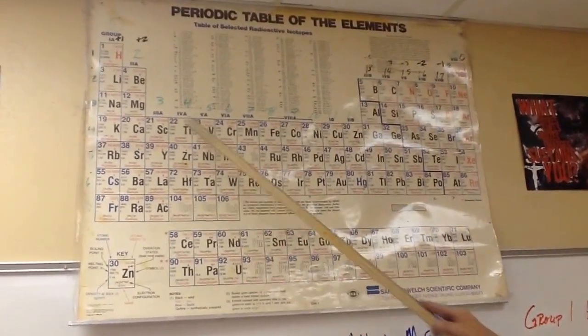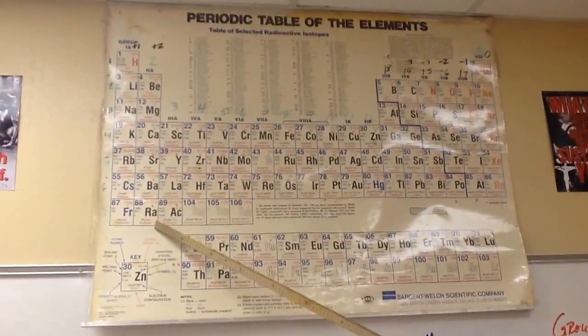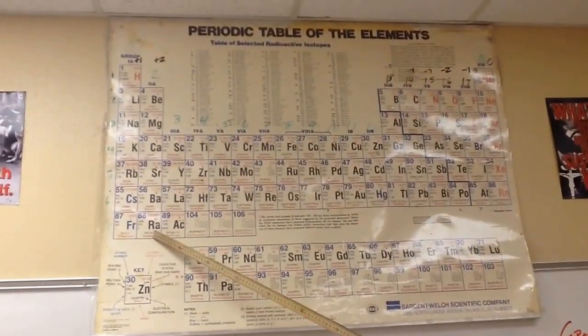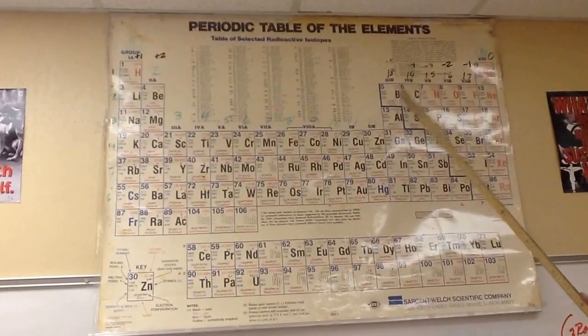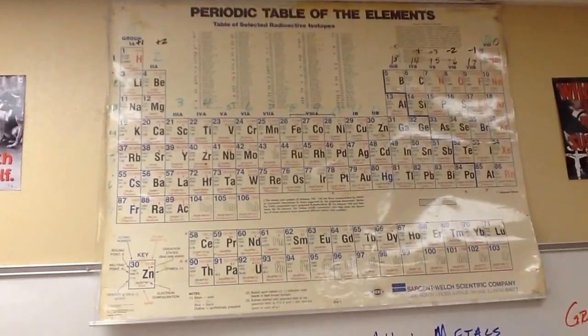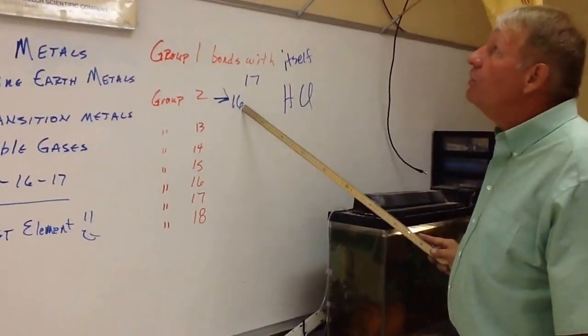So when I say, what does group 2 bond with? I say to myself, that's an S2. I want to make a P6, so I need a P4, P1, 2, 3, 4. So I know right away it's 16. Cool. Okay? So now, group 13.